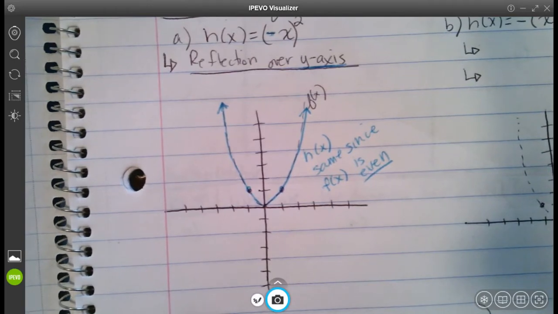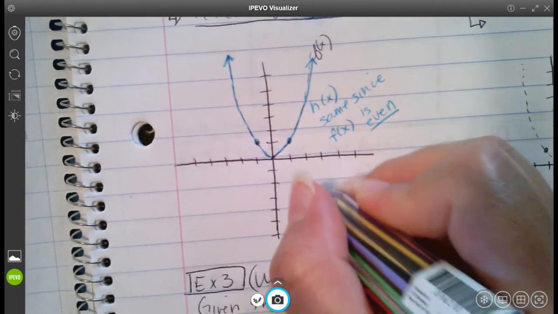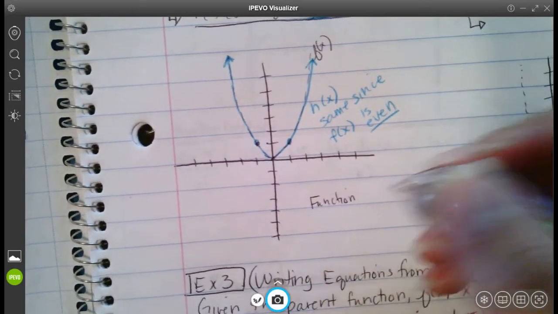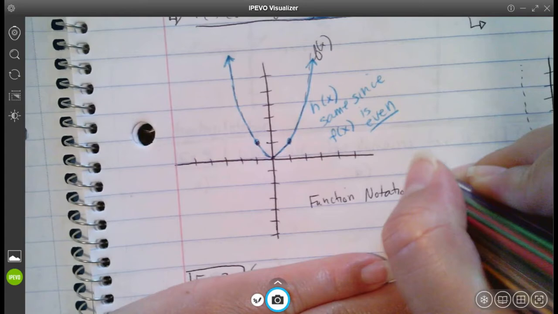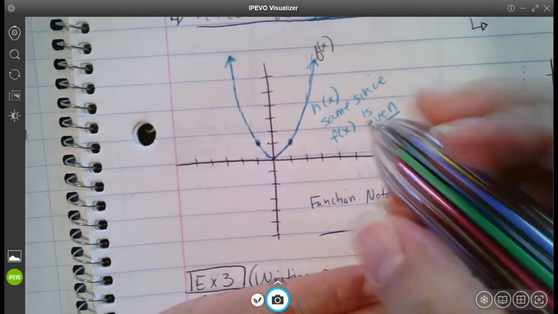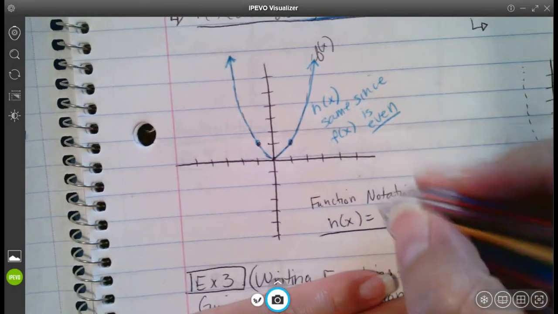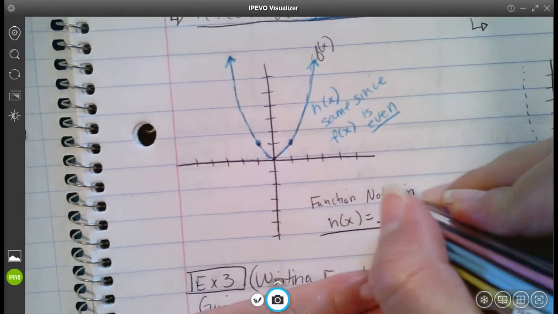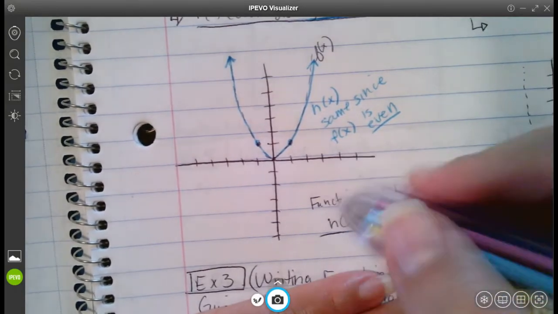Lucky for us, just like the one before, I'm going to have us do the function notation. So I'll do that right here. Function notation. So we start with our new function, h of x, and we're going to write our f of x, but in terms of whatever's going on here. So it looks like all that we did is we just made x negative. So that's it.